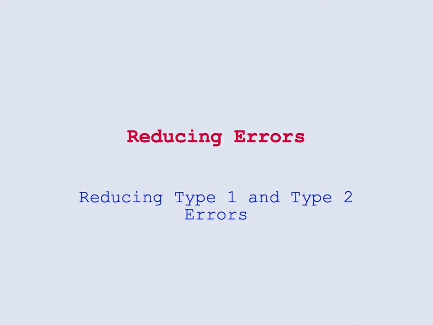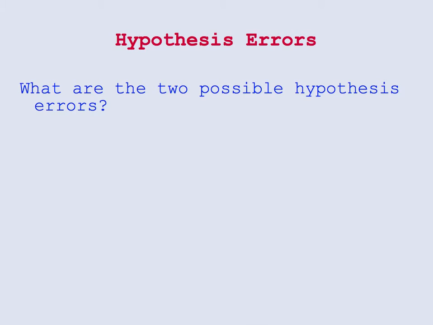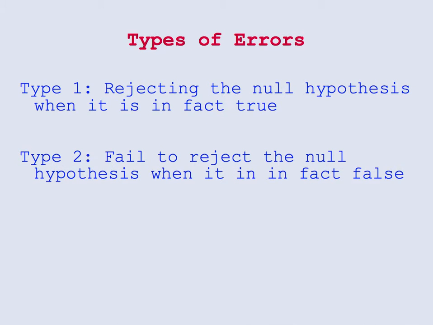From here, I'd like to move on to talking about reduction in errors. We're going to talk specifically about reducing type 1 and type 2 errors in hypothesis testing. In hypothesis testing, there are two possible errors that can be made. The first error is a type 1 error, which is rejecting the null hypothesis when it is in fact true. And a type 2 error is failing to reject the null hypothesis when it is in fact false.